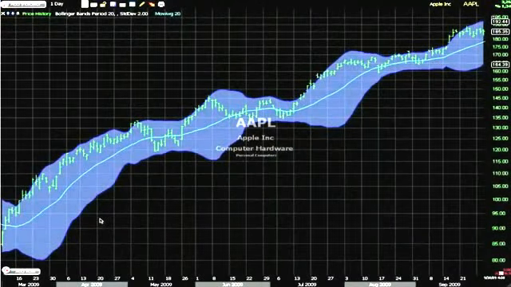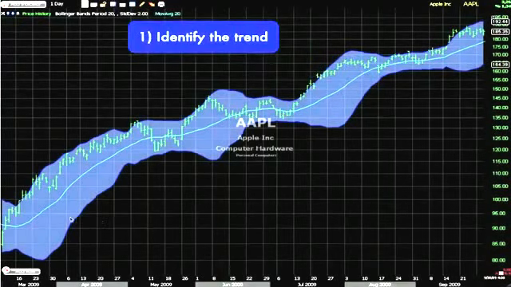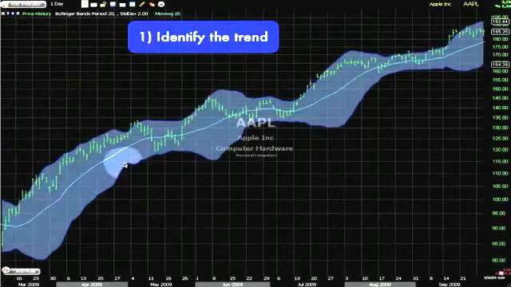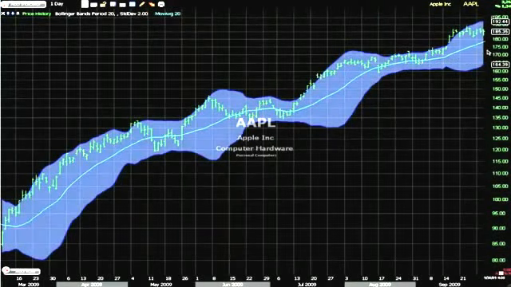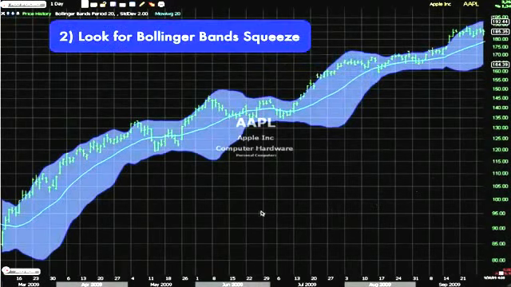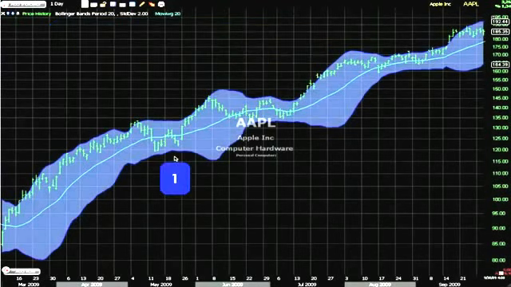Here's a great Bollinger Band setup for breakout traders. It works well on intraday charts and on daily charts. First, I want to identify the trend. I can see that the MA is upsloping and I see that price is staying relatively above it, so the trend is up, meaning I will only take long plays. Second, I'm going to look for a Bollinger Band squeeze. That's when the bands contract. We've got one here, a second one here, and a third one here.